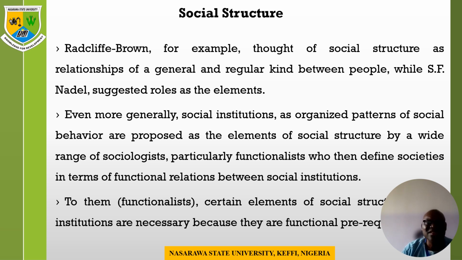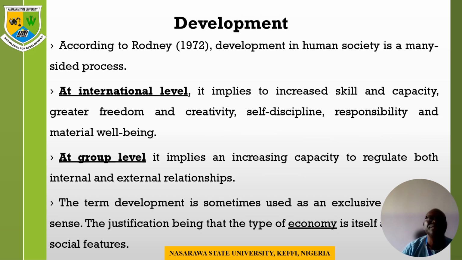Even more generally, social institutions as organized patterns of social behavior are proposed as the elements of social structure by a wide range of sociologists, particularly functionalists, who then define society in terms of functional relations between social institutions. To them, functionalists, certain elements of social structures, social institutions, are necessary because they are functional prerequisites.